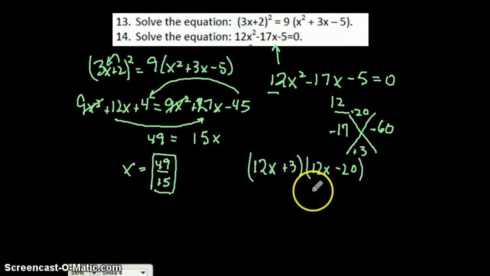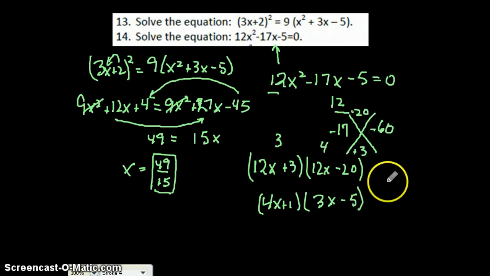And what I'll do is I'll find a number that goes into both of them. This is 3 and that's 4 that goes into both of those. Notice 3 times 4 is 12. And when I divide 3 into this, I get 4x plus 1. And then I get 3x minus 5. And sure enough, if you multiply that out, you would get that trinomial, which I think is very interesting.